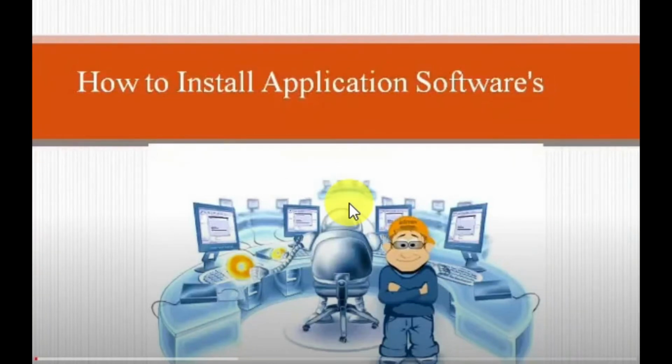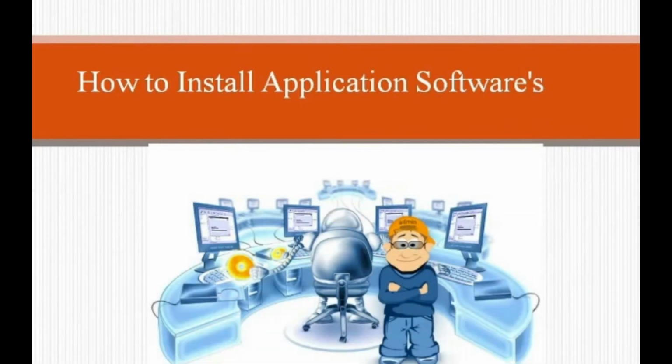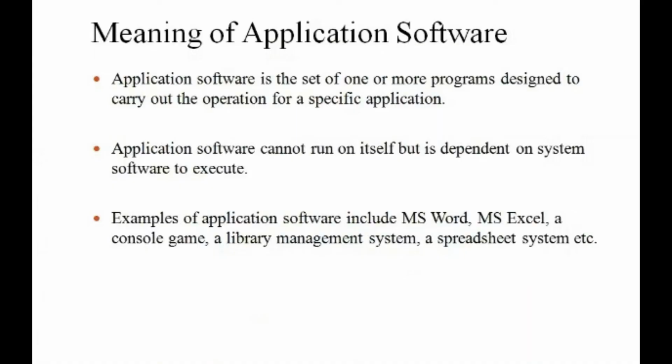How to install application software. Application software is a set of one or more programs designed to carry out operations for a specific application. Application software cannot run on its own but is dependent on system software to execute. Examples of application software may include accounting software, media player, and office suites. Let us study in detail how this software is installed on a laptop.